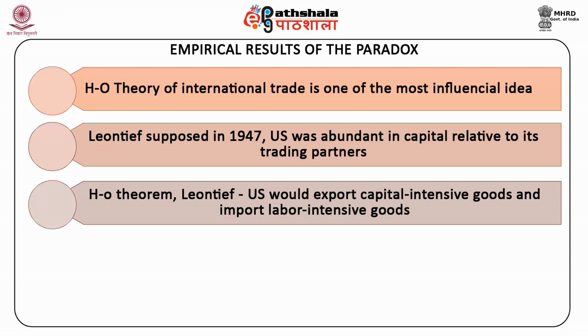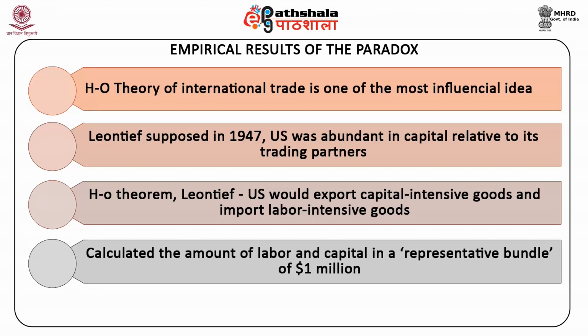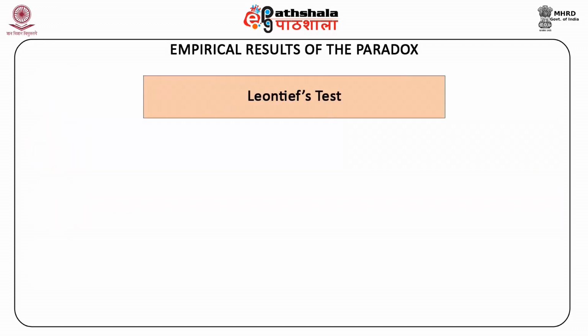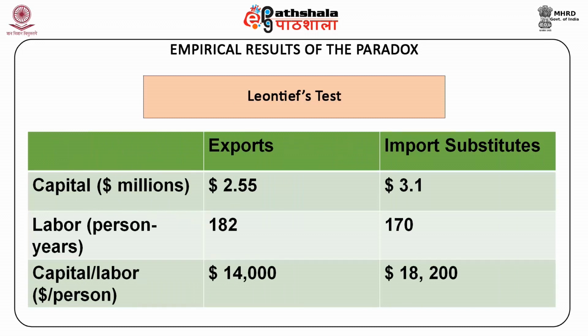To test the hypothesis, he calculated the amount of labor and capital in a representative bundle of $1 million worth of US exports and import substitutes for the year 1947. Leontief used the numbers in this table to test the Heckscher-Ohlin theorem. Each column shows the amount of capital or labor needed to produce $1 million worth of exports from or imports into the United States in 1947.